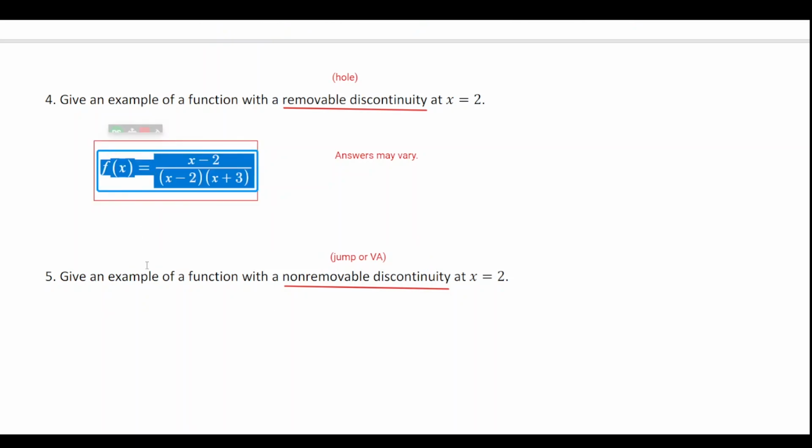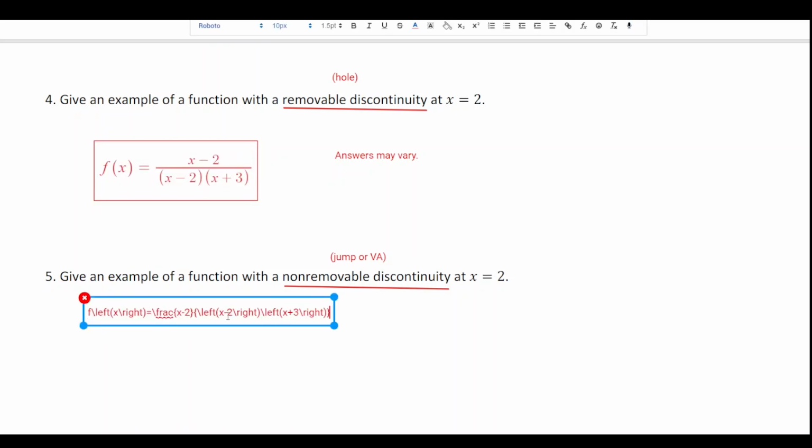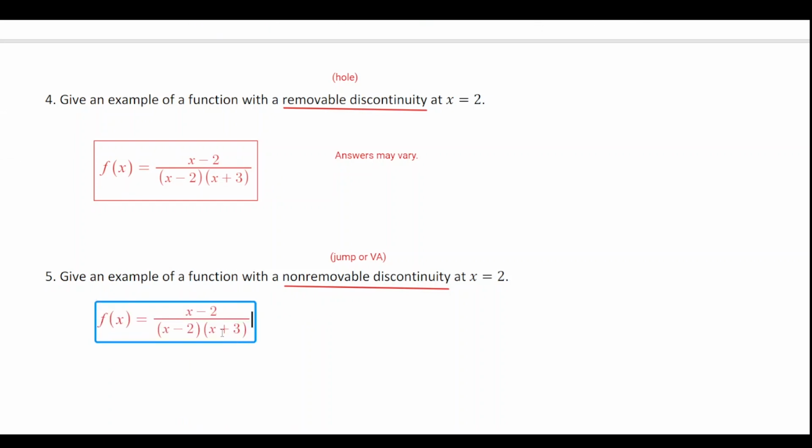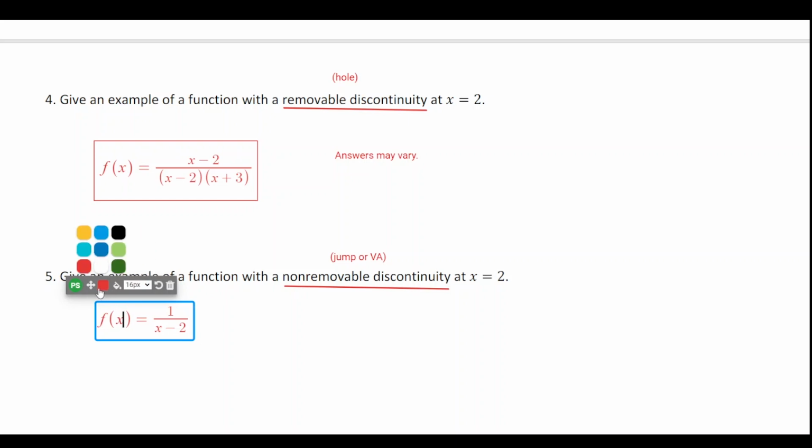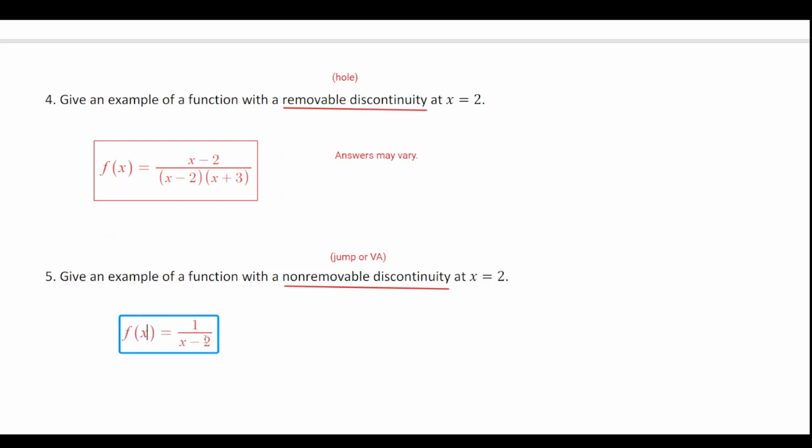So we can actually write a much simpler function here and just not make the numerator have the same factor. I don't even really need this if I'm going to do that. It's just 1 over x minus 2, probably the easiest way to write that, where we have a vertical asymptote at x equals 2, which would be a non-removable discontinuity.